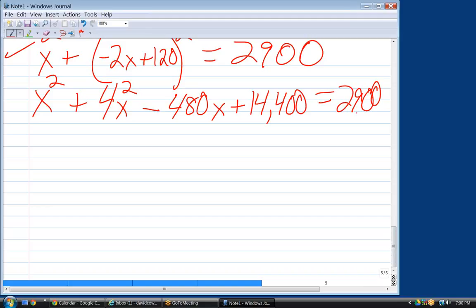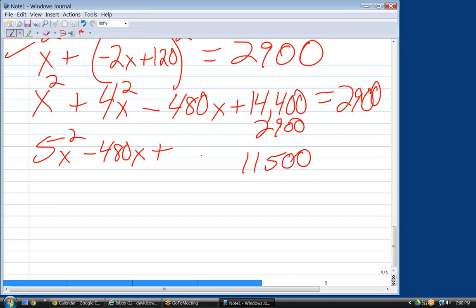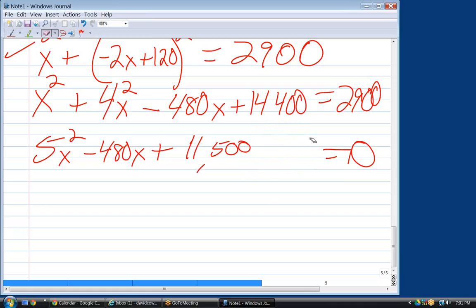Now let's bring this 2,900 to the left and combine everything. Well, we got 5x squared minus 480x plus, what's that, minus 2,900, 11,500 equals 0. We can divide everything by 5.